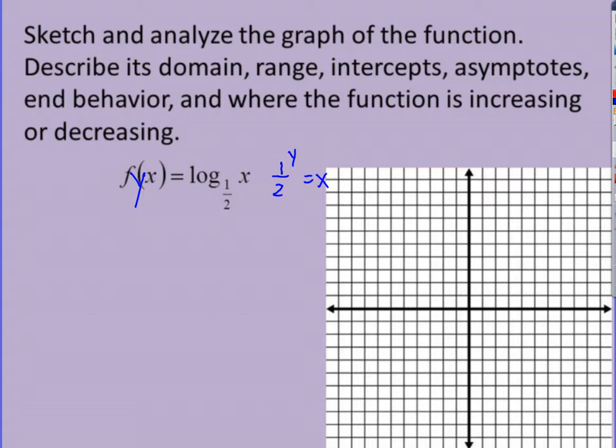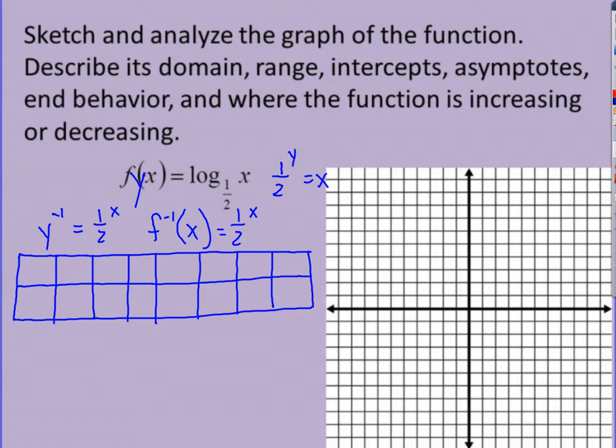So if our f of x function is 1/2 to the y is equal to x, the inverse of that, we're going to switch the x and the y. Our inverse is y is equal to 1/2 to the x, because we switch the x and the y, so it makes it the inverse. If we make a table of x and y values, we're going to pick our x values. We're going to plug them into that inverse function, and then we're going to find the y values.